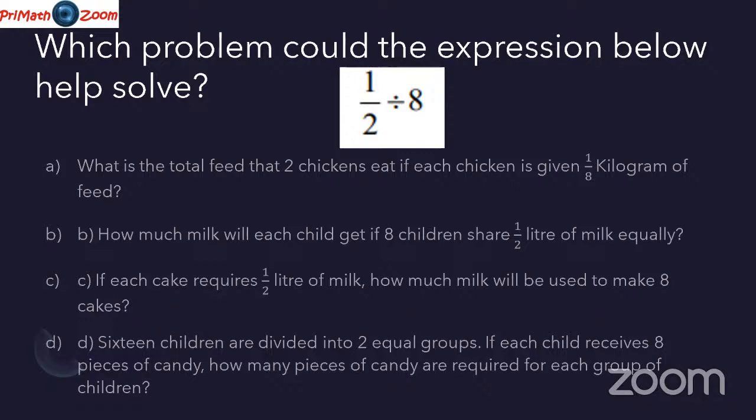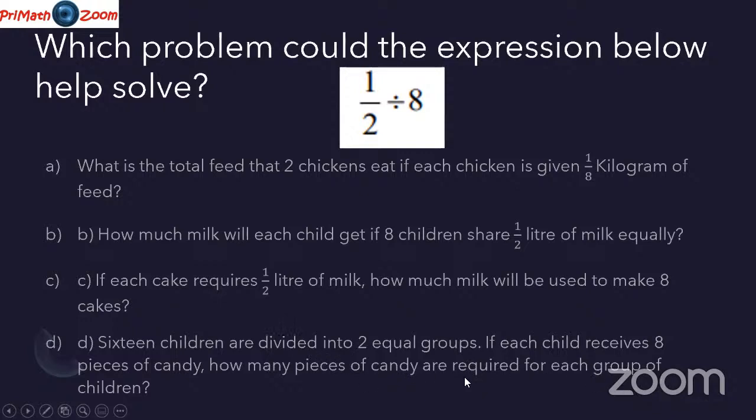I see Nicola saying 16 divided by 2 equals 8, and 8 eighths equal 1. I see Audrey saying 16 divided by 2. Let's look at this problem. 16 children are divided into 2 equal groups. Each child receives 8 pieces of candy. How many pieces of candy are required for each group of children?